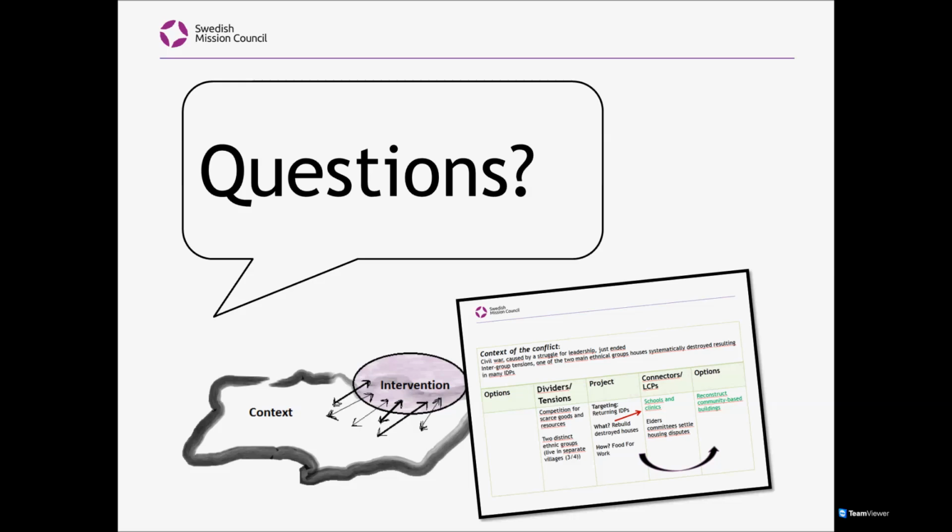Another classical example might be religion. If you put religion on your list of dividers, it's good to look at if there are aspects of religion that might be a connector, and then to be specific about what aspect of religion is a divider, what aspect is a connector.